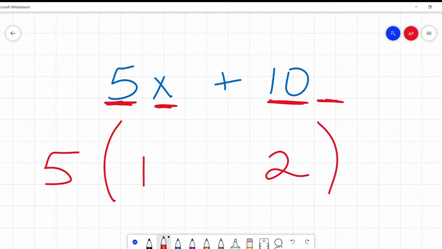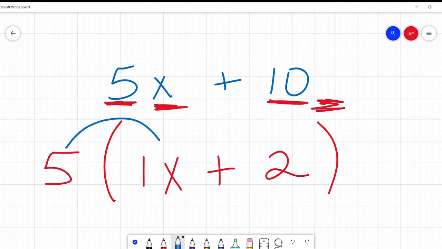Then I have x. Do I have a variable in both of them? No, I don't. So there's nothing I can do. So the x just comes down. And that's it. That is the greatest common factor. And we can test to see if I did it correctly, because if I multiply back, 5 times 1x equals 5x. And 5 times 2 equals 10. Yep, that gets me back to the original.